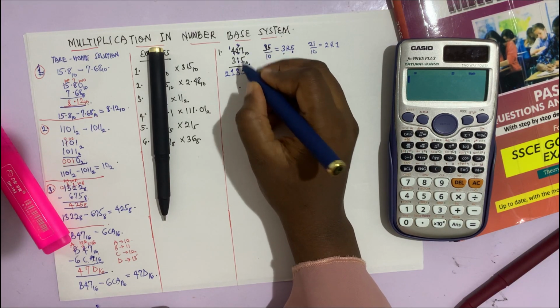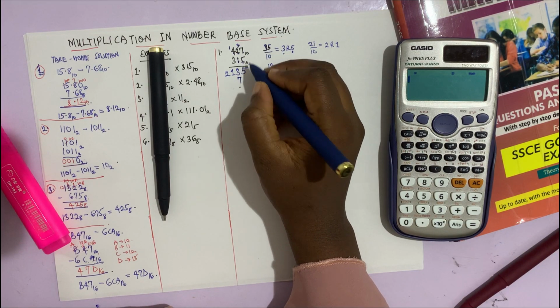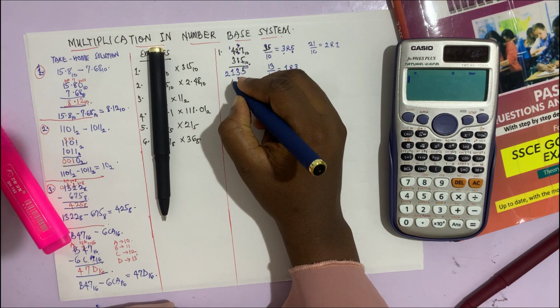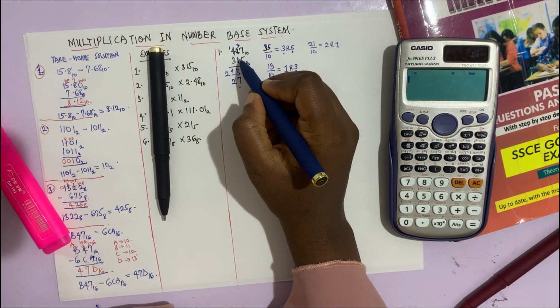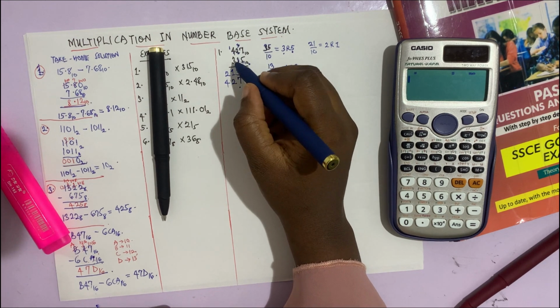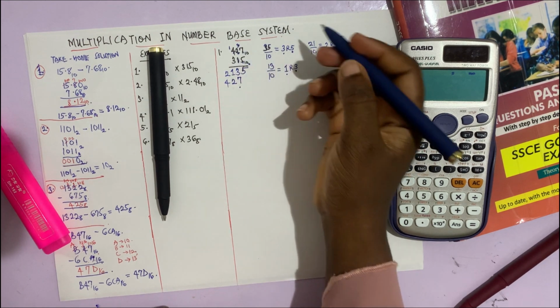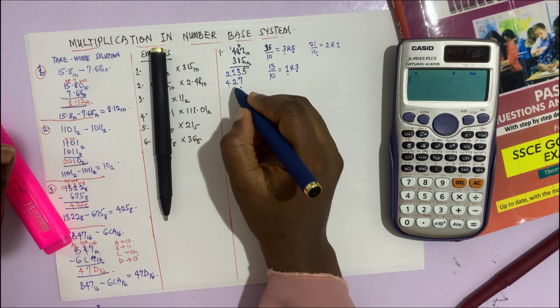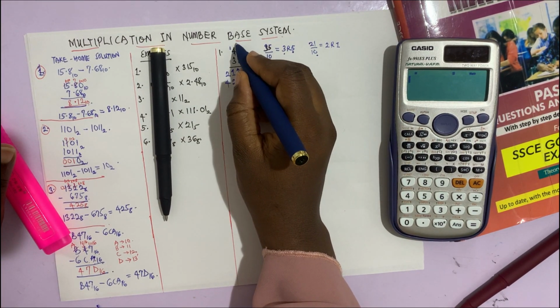So 1 times 7 will give us 7. Since 7 is less than 10, we leave it as it is. 1 times 2 will give us 2, since it's less than 10. 1 times 4 will give us 4. We write it since it's less than 10. So 3 times 7 will give us what? 21 again. So that's 2 remainder 1. So we write the remainder 1 and carry the 2.